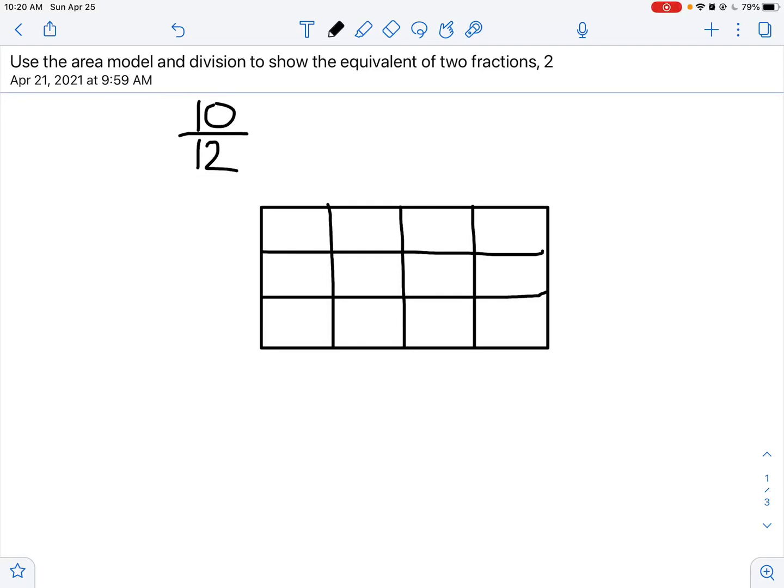Hello everybody. Today we're going to continue working with finding equivalent fractions using division and taking smaller fractional units and simplifying them into larger fractional units. So let's take a look.